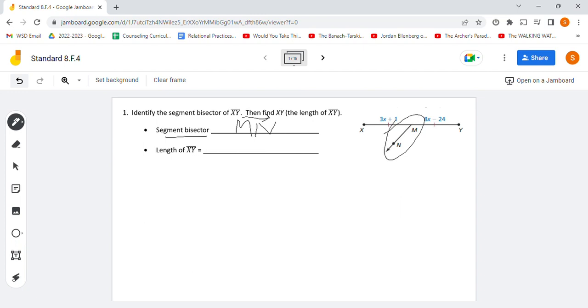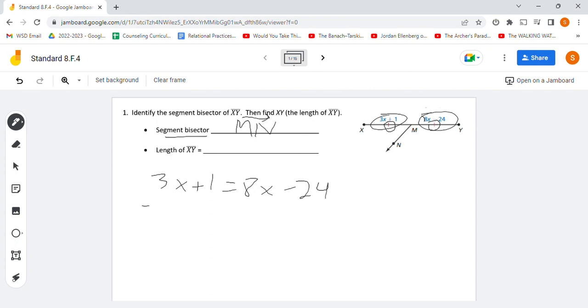The length of XY can be found by setting up the equation 3x plus 1 equals 8x minus 24. We know that those two parts are equal because this symbol right here and here means that this segment is equal to that segment. Once we solve for x in this equation, then we can plug it back in and find the length of our segments and add them together.